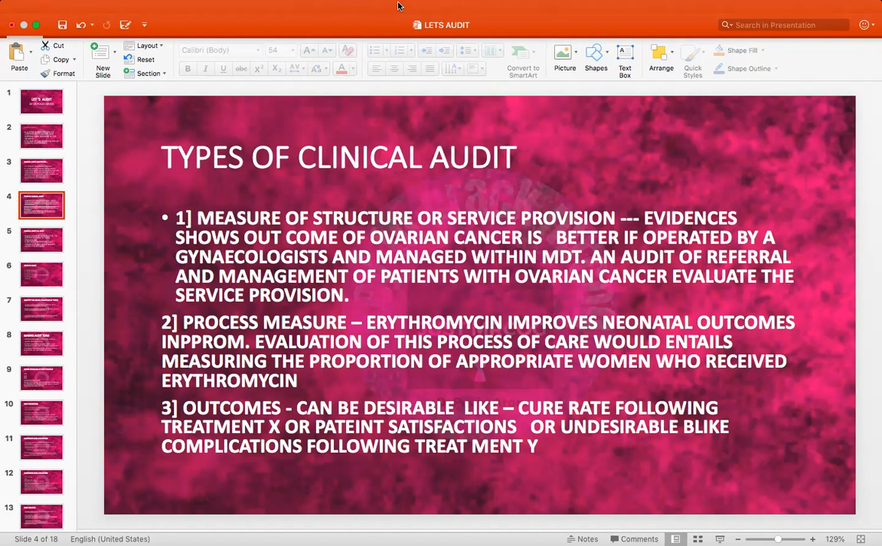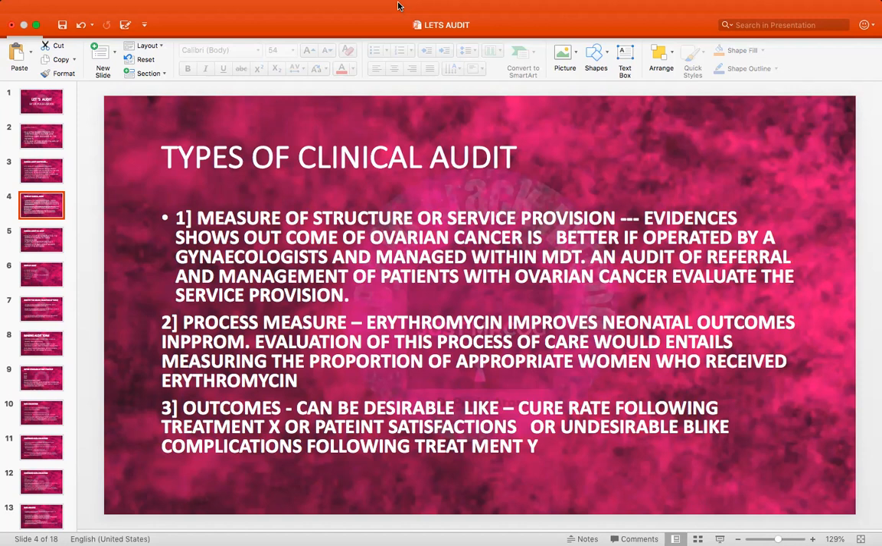So outcome comparison is again with audit. For a particular condition, if we decide on two kinds of treatments, then we do the audit just to see the outcome. Then we find that treatment X is desirable, patients are happy. Treatment Y is not desirable because there are many complications, and so the patient satisfaction is very, very poor. So these are the types of clinical audit.